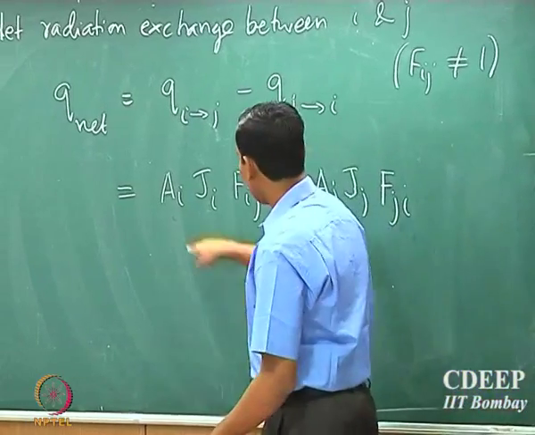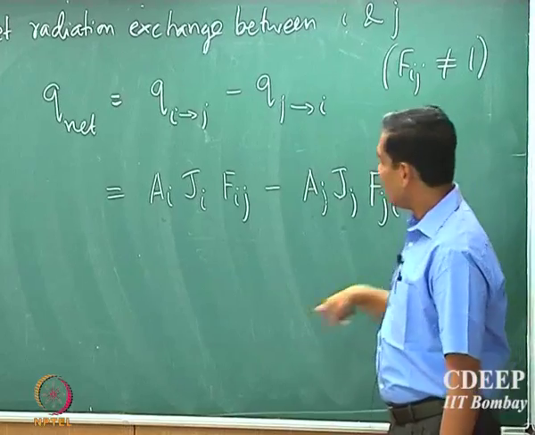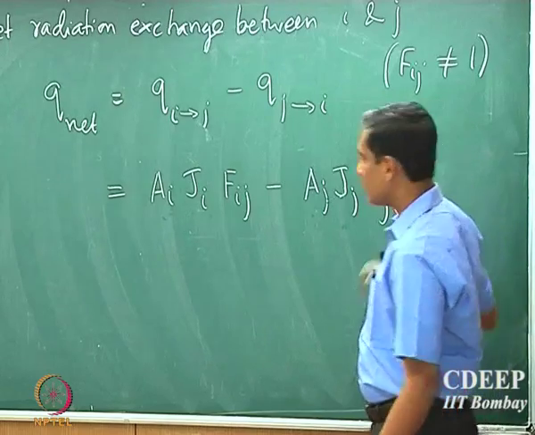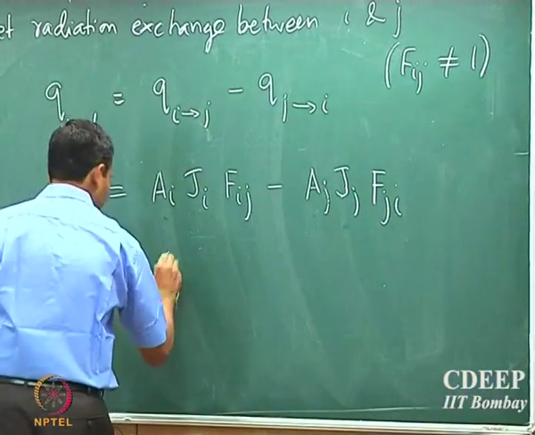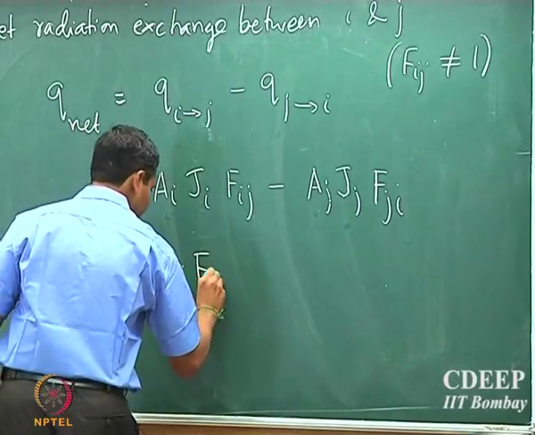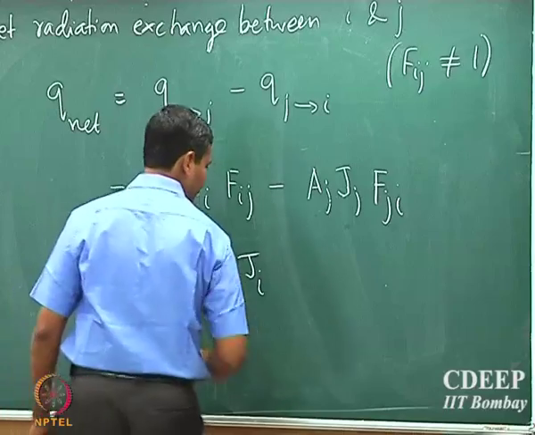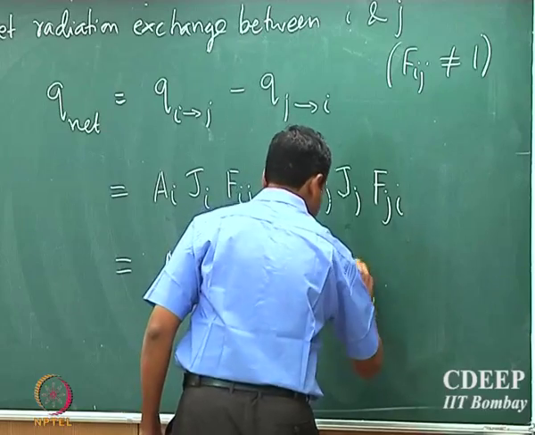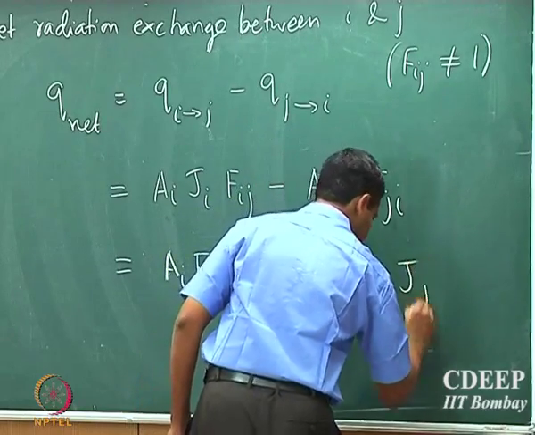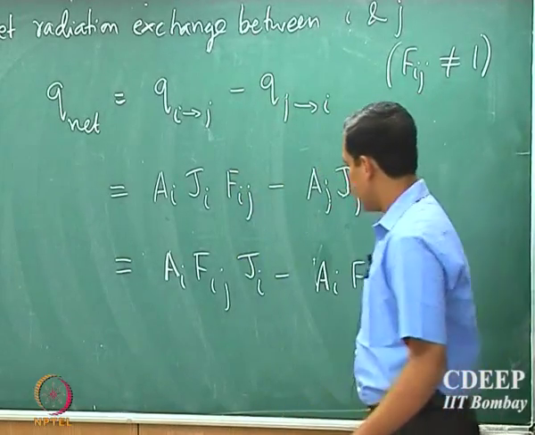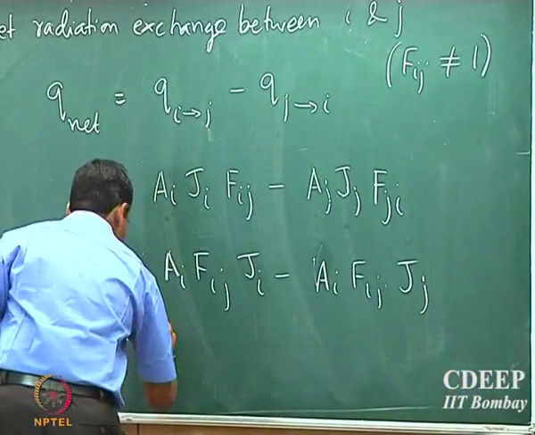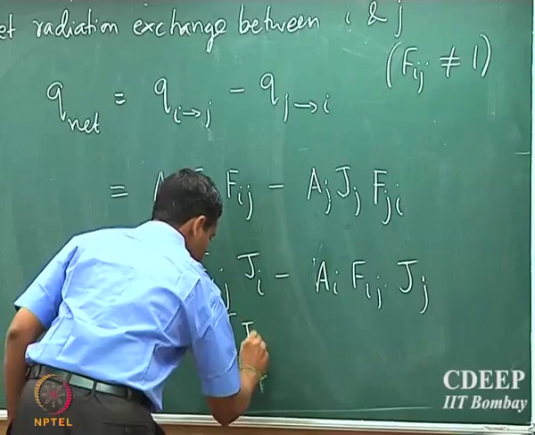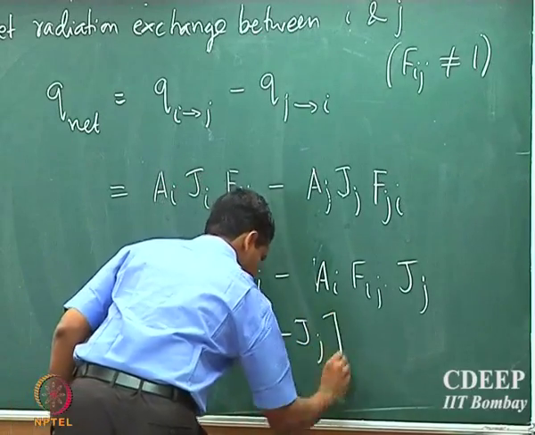Okay. So from reciprocity relationship, we know that Ai Fij and Aj Fji are related, right? So that will be Ai Fij Ji minus Ai Fij into Jj. Okay. So that's equal to Ai Fij into (Ji minus Jj).